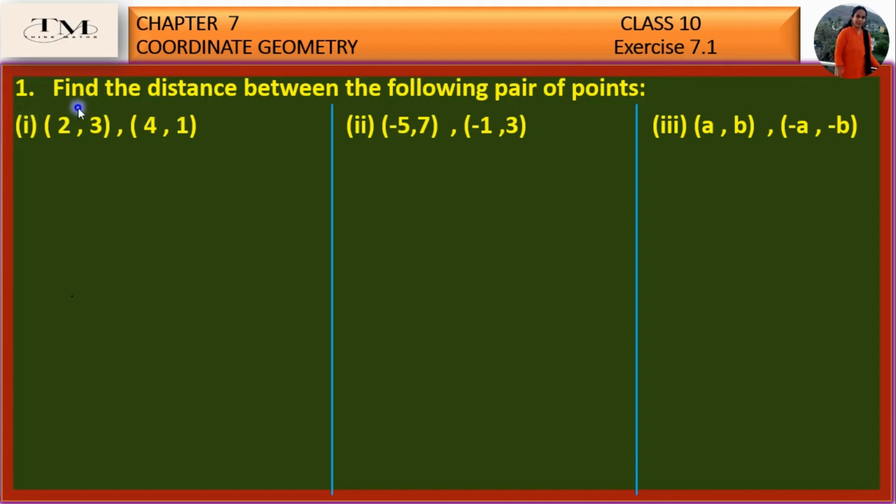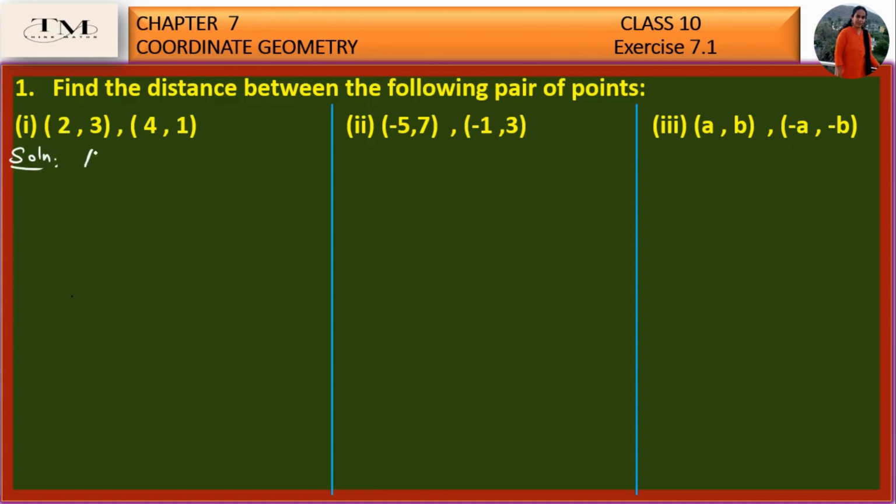So first question, find the distance between the following pair of points. There are three parts in the first question. It is a simple one. They gave 2 points A and B. We have to find out the distance between the points using the formula. So let us get into the solution.